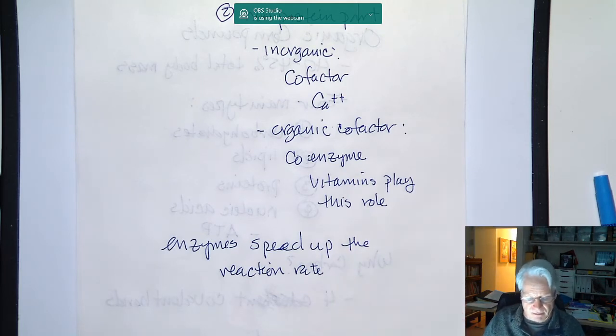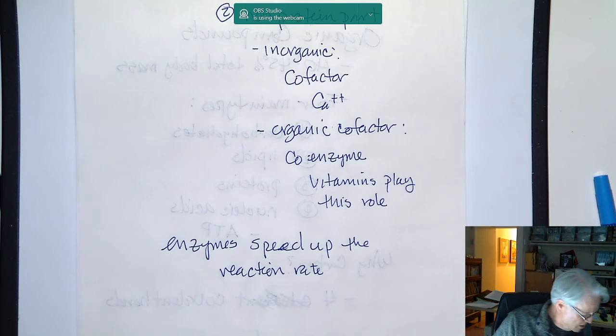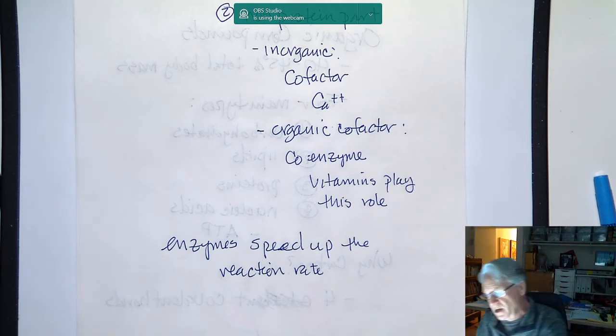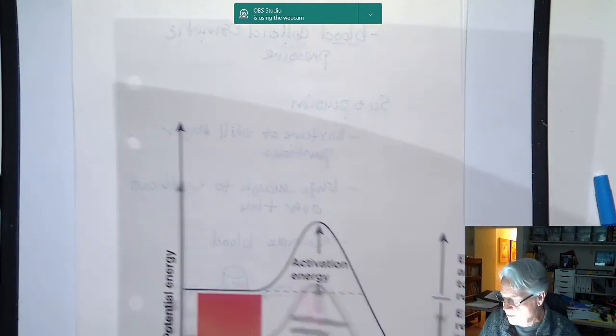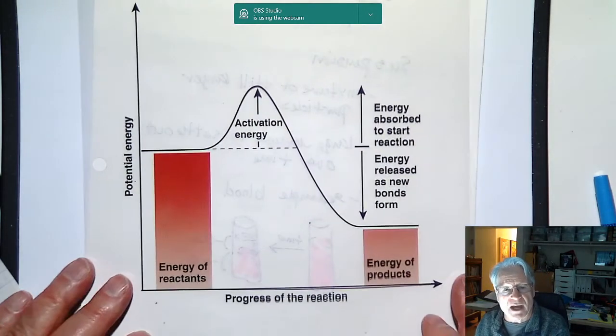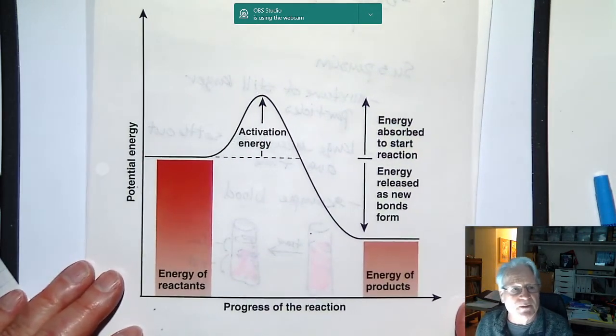How does it do that? What does it do to actually speed up that reaction rate? And here in this chart, we'll see how that works. So let's take a look at this. Put this aside. So this is a graph. It's a very simple graph.